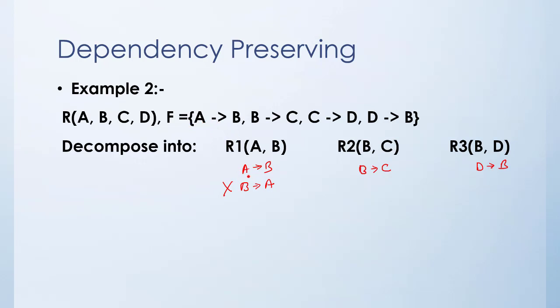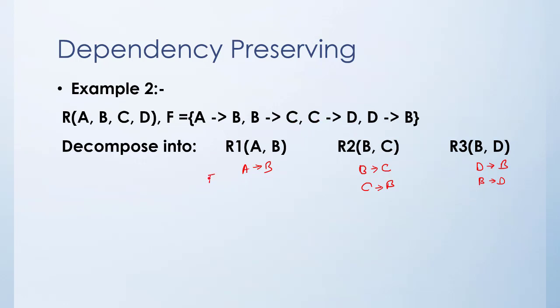Now in case of R2, can we write C determines B? Yes, we can write because B determines C and C determines D and D determines B. So using the transitive functional dependency, we can write C determines B. In R3, we can have B determines D by using B determines C, C determines D. So by using the transitive functional dependency, we can also write B determines D.